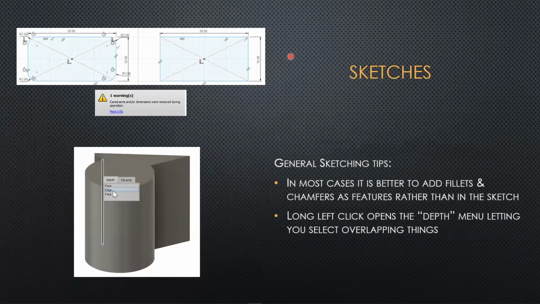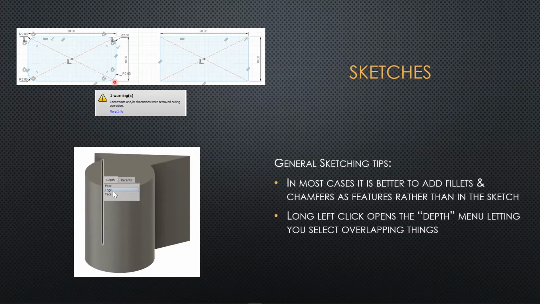Now onto some other general tips for sketching. It's most often better to add fillets and chamfers as features rather than the sketch. So we'll talk more about fillets and chamfers, but for anyone who doesn't know, a fillet is when you round a corner off, and a chamfer is when you add just a straight edge to a corner. As you can see, this is just a rectangle. This is a rectangle that has fillets added in the sketch.